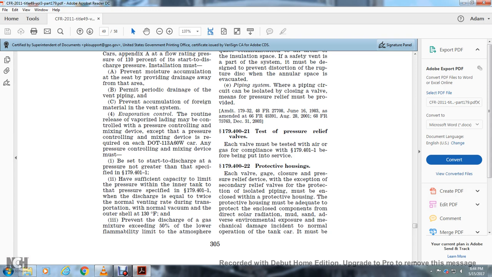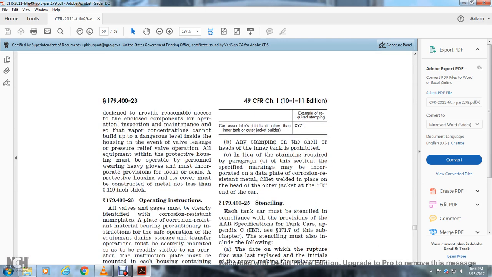The protective housing must provide adequate protection of the enclosed components from direct solar radiation, mud, stone, adverse environmental exposures, and mechanical damage incidental to the normal operation of the tank car. It must be designed to provide reasonable access to the enclosed components for operational inspection and maintenance, so that vapor concentration cannot build up to a dangerous level inside the housing in the event of valve leakage. All of the equipment within the protective housing must be operable by personnel wearing heavy gloves and must incorporate provisions for locks and seals.